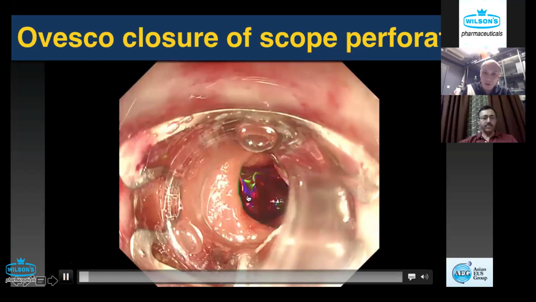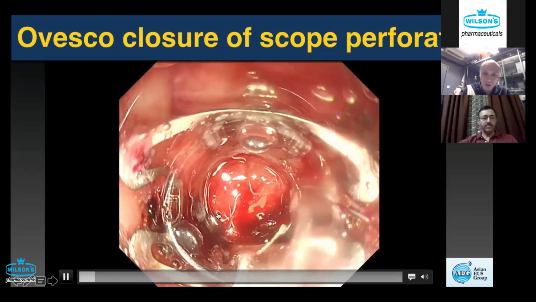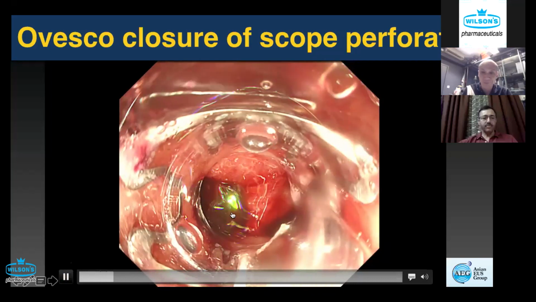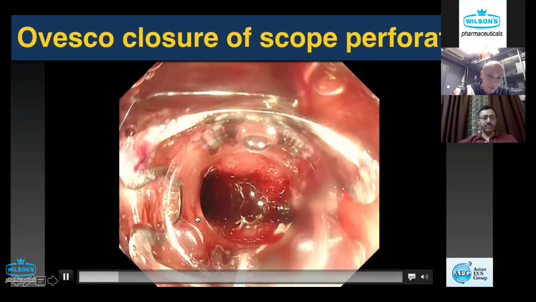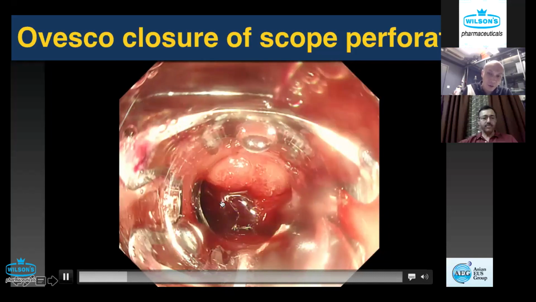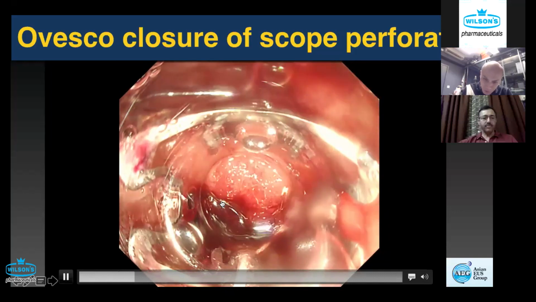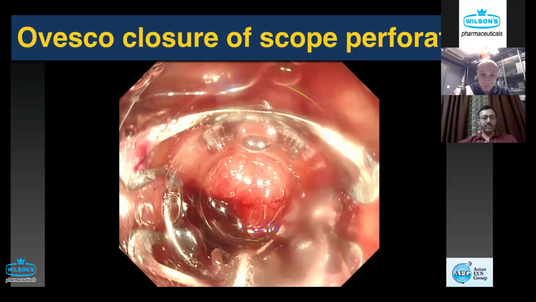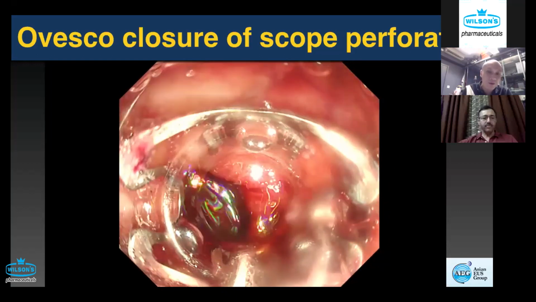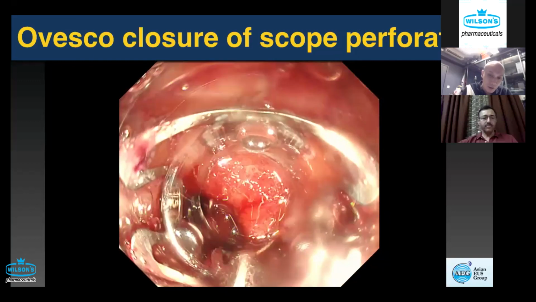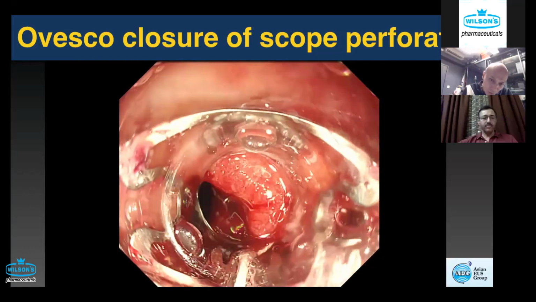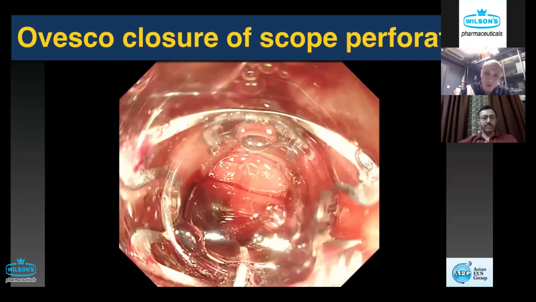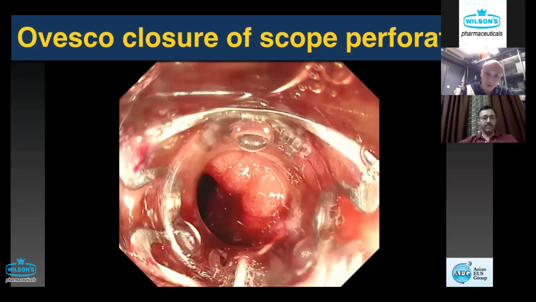So right here, you can almost see the perforation, which is just here, right there. It's a very round, clean wall. So we decided to close it with an Ovesco. There's a size limit to how large a defect we can close with the Ovesco, usually around 1 centimeter or so.